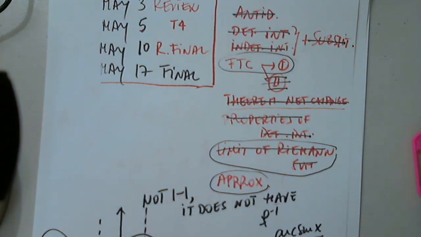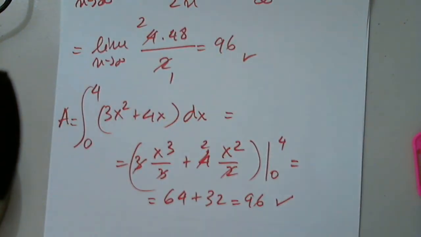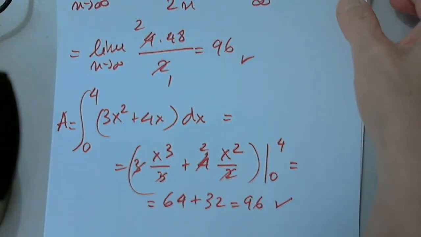Go ahead. Approximations. Yes. Let's do another. Yes. Left, middle, and right. Yep, whatever you want. So, for example, we can have an integral like this. Which page am I on? I think on there. Yeah.